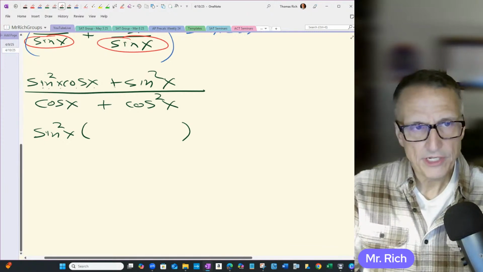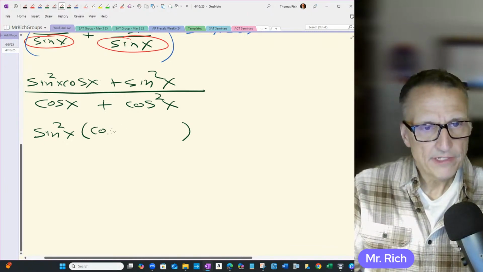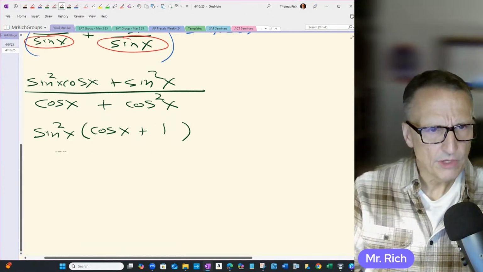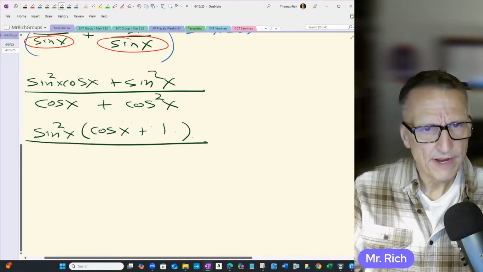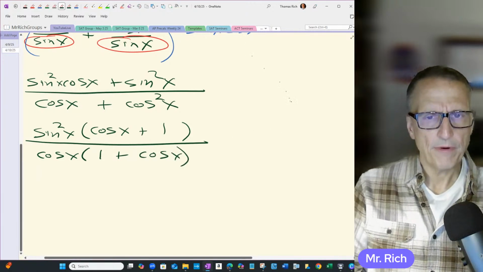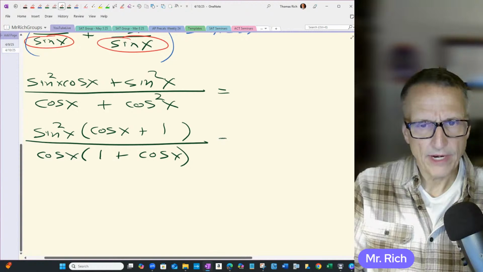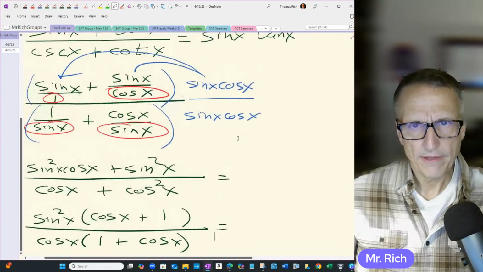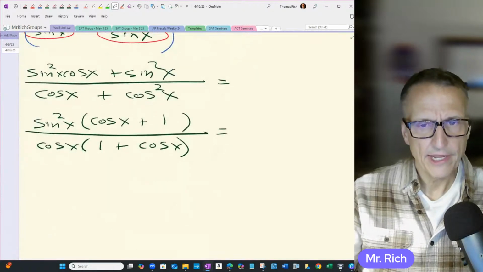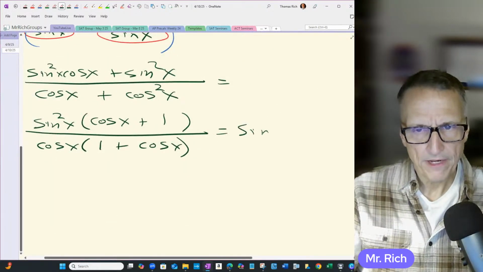If we pull out the GCF of sine squared x, that's going to leave us cosine x plus 1 right here. And then there's a common factor in the bottom of cosine x, and that leaves us 1 plus cosine x. Now remember, all along here I'm bringing the right-hand side along, and the right-hand side was sine tangent. So I'm not touching that side. I'm trying to manipulate the left side to make it match the right side.